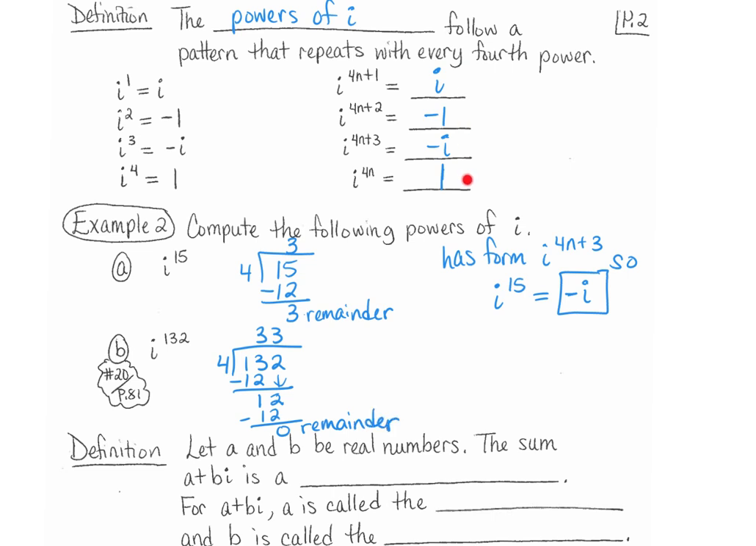Because 0 is our remainder, where do we fall? Here, here, here, or here? 1, 2, 3, or 4? No, we go back to 1 because you said after 4 it repeats. After the 4th power, the pattern for the powers of I repeats itself. This means we have a remainder of what? 1, yes. Here we have a remainder of?